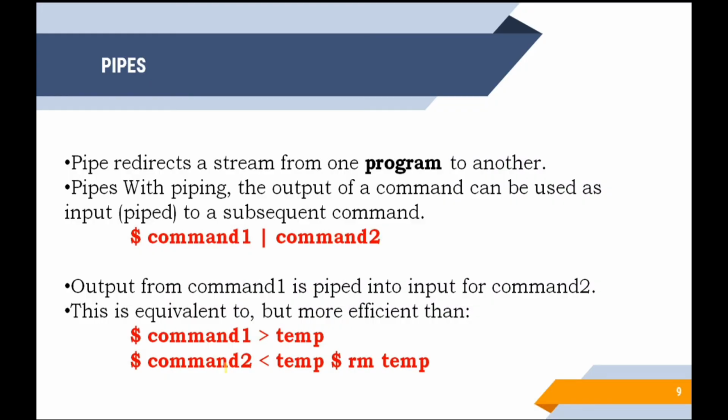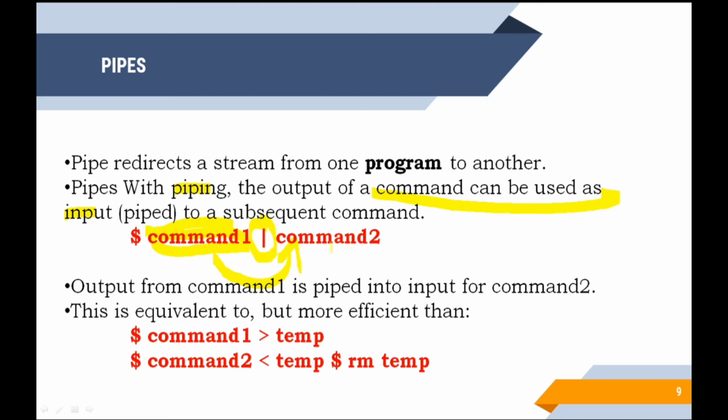Next is pipes. Pipes redirect a stream from one program to another. With piping, the output of a command can be used as an input, or piped, to the subsequent command. For example, here I have one command, the output of this command will be given as an input to command 2, and this is the symbol which is used for piping.